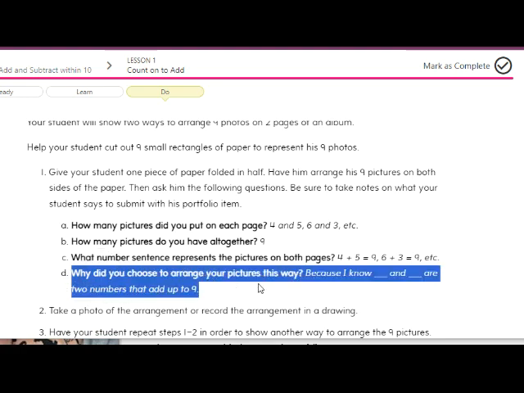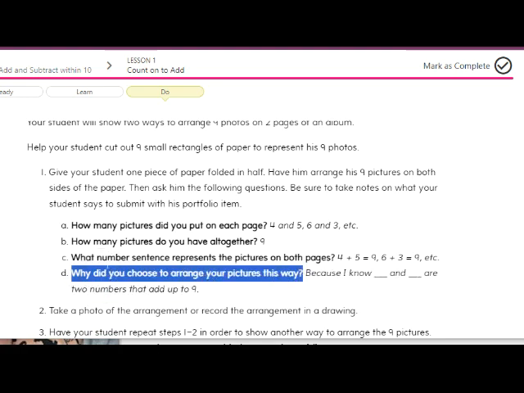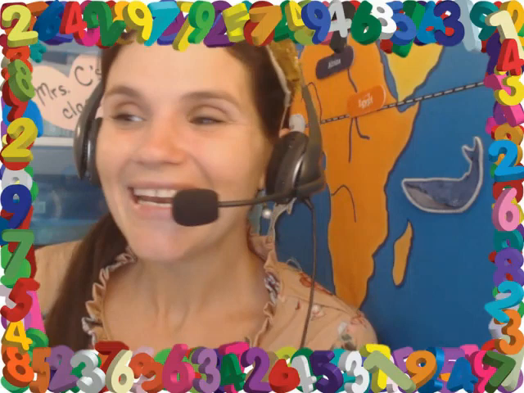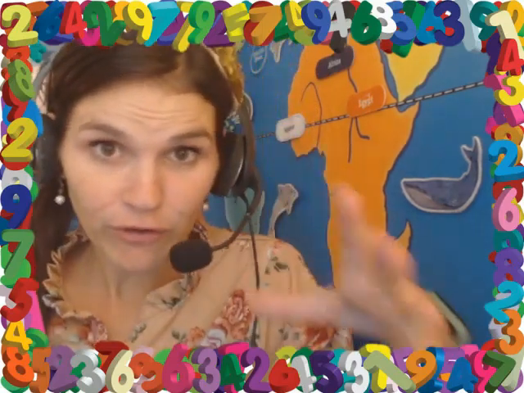D says, why did you choose to arrange your pictures this way? So why did you pick 4 on one side and 5 on the other side? Or why did you pick 9 on one side and 0 on the other side? That's your answer. Why did you do it? All right. Now you're going to have your parent or caretaker take a photo of your first arrangement. You need to show your teacher what you did, all of your work. So have your parent or caretaker take a photo of your arrangement.